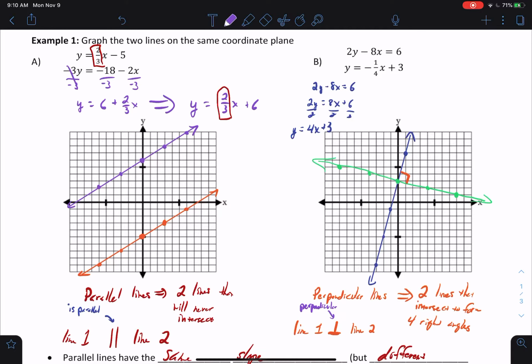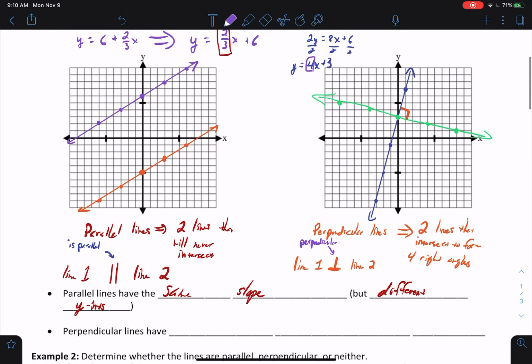Okay? Now, if I have two equations of a line, how can I determine whether or not those lines are perpendicular? Well, it's going to come down to the slope again. My slope of my first line was 4. My slope of my second line was negative 1/4. What's the relationship between those two? Well, one is 4, one's negative 1/4. Okay? Those are opposite reciprocals of each other.